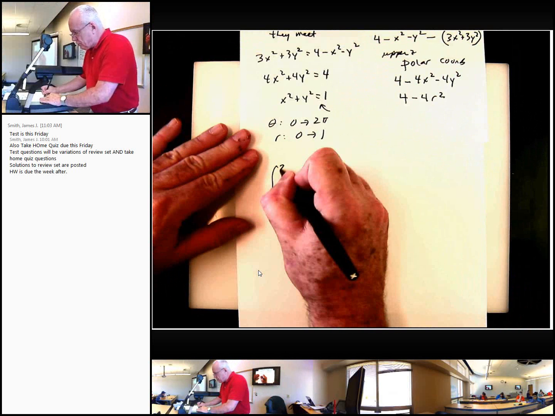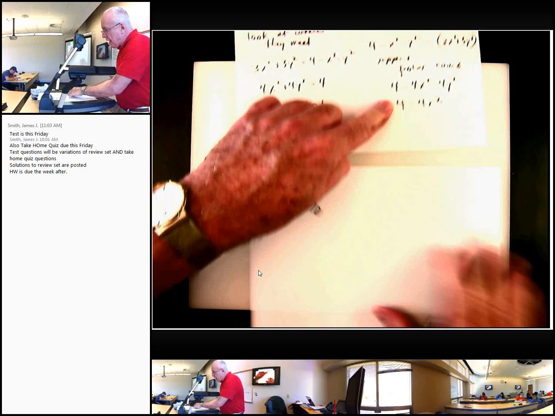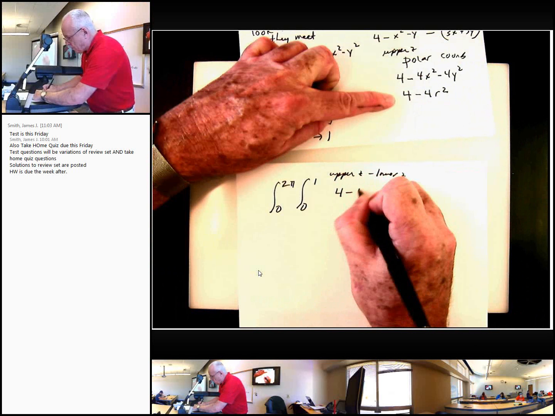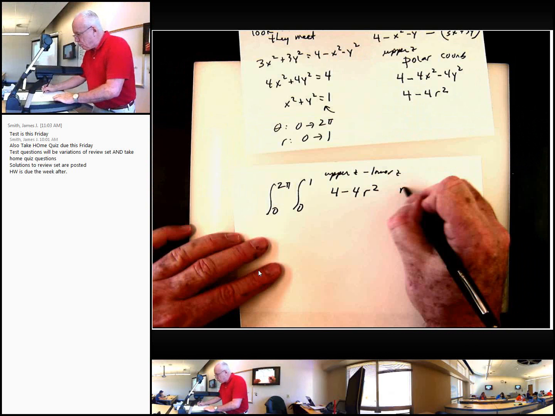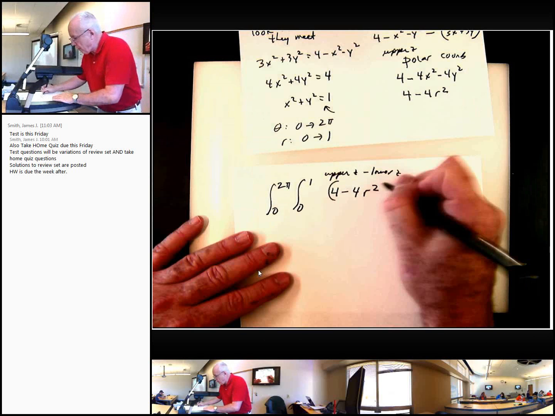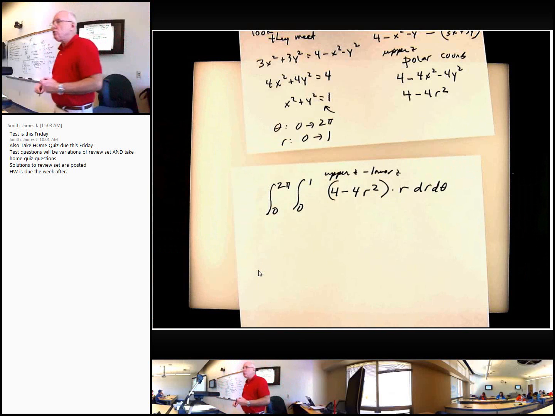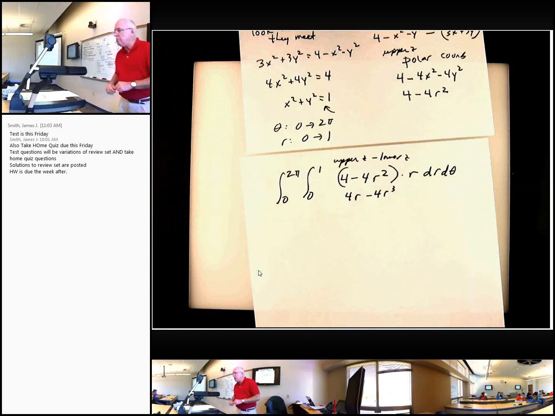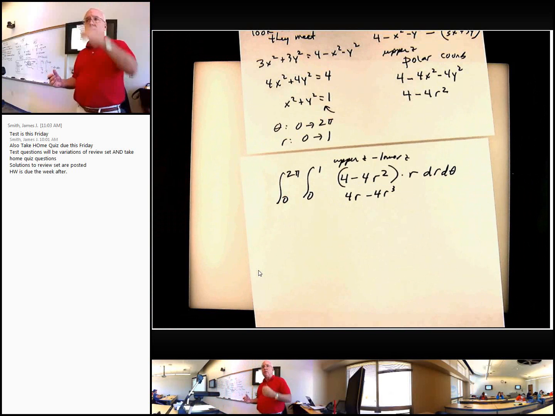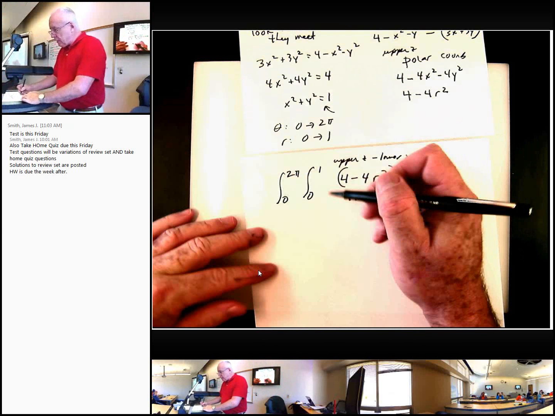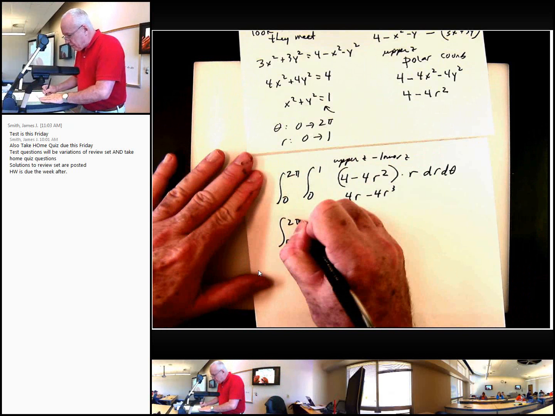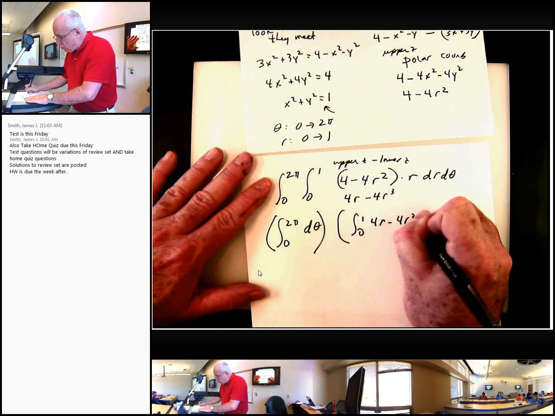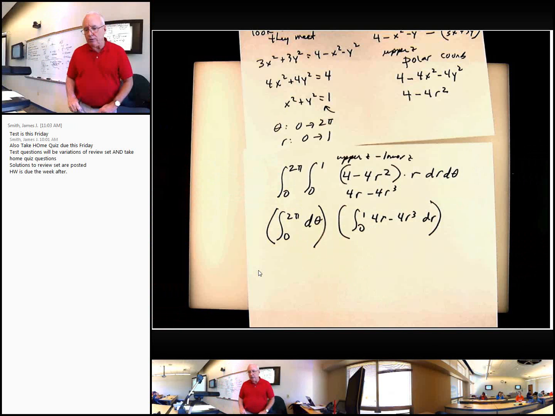So what we have here is theta 0 to 2 pi, r 0 to 1. We have our upper z minus our lower z in polar coordinates, which I found was 4 minus 4r squared. And then we have our r dr d theta. Distribute the r, and then go from there with the antiderivative. This is going to be 4r minus 4r cubed. Can I separate this out into two single integrals? I can. If I have just numbers for my limits, I can have the r stuff in one integral and the theta stuff in the other. That's one single integral. The other one is 0 to 1, 4r minus 4r cubed dr. Separate it out and multiply together.